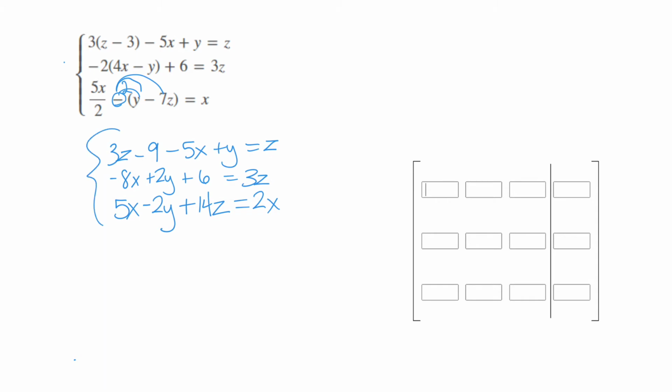All right, so this is what we have now. Still not what I want. Like I said, I want the x term, then the y term, then the z term, then the constant. So now I'm going to rearrange the 3 equations that I have and put them in that order.